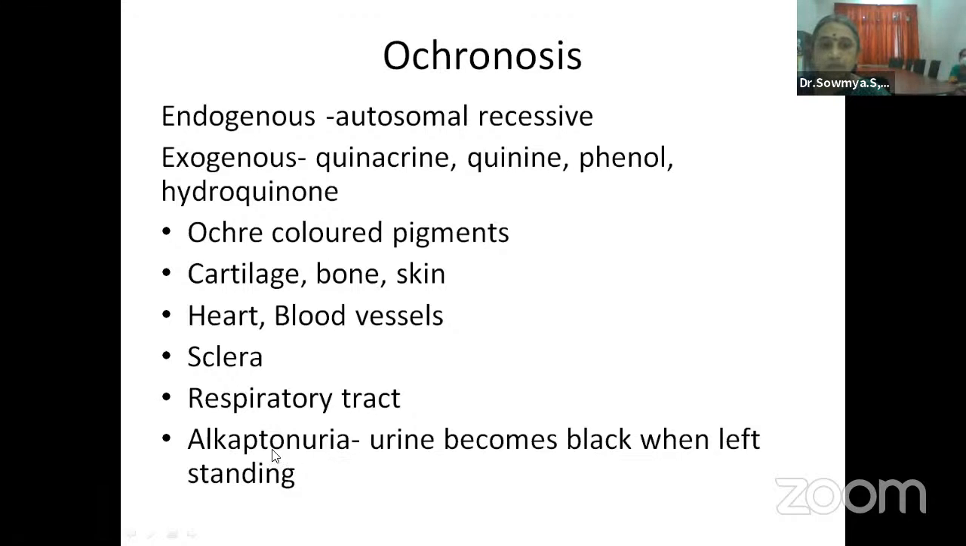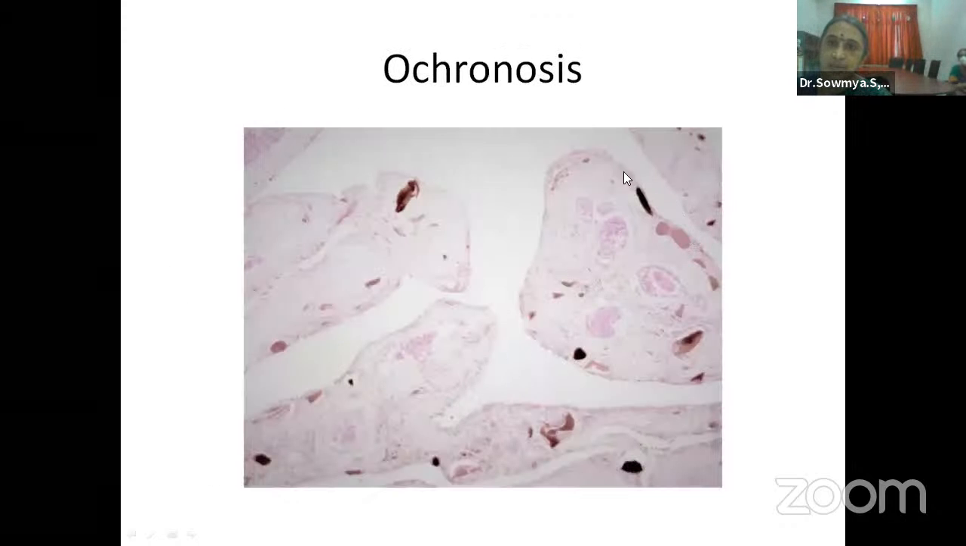And alkaptonuria, when it is present in the urine, and the urine becomes black when left standing. So this is a very classical presentation if it is seen. So once again, you can see the villus proliferation. Here you can nicely see so many villi are present.